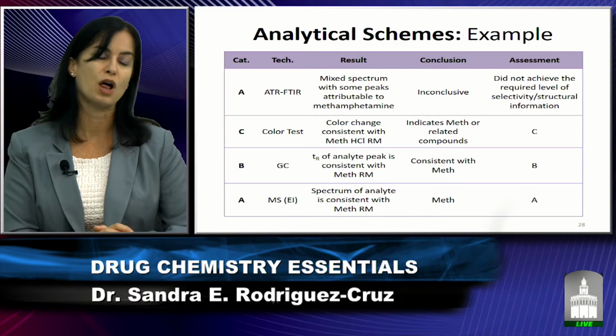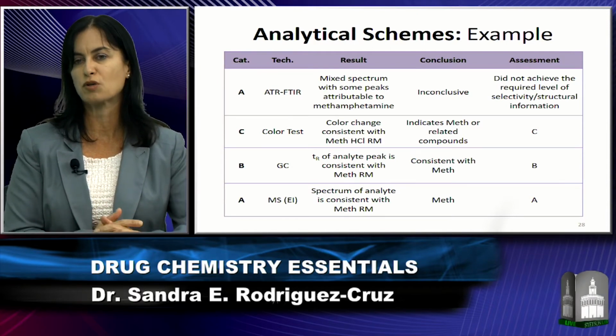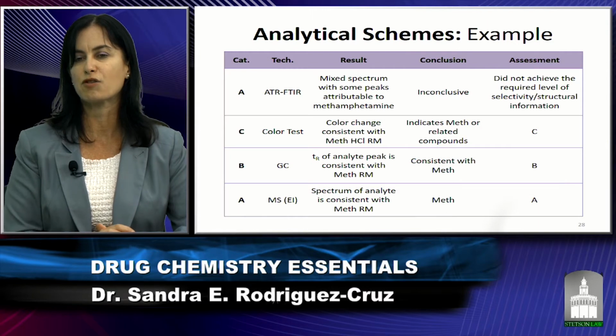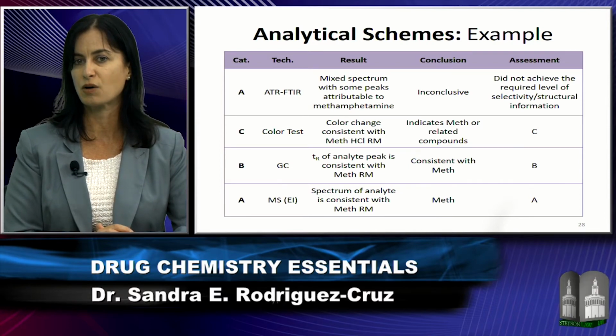And this is an example of a combination of multiple techniques that a laboratory may employ to identify the substance methamphetamine. So let's say this is a crystalline material that was submitted to the laboratory, and the laboratory did perform as an initial test an infrared spectroscopy. So that would be a category A.